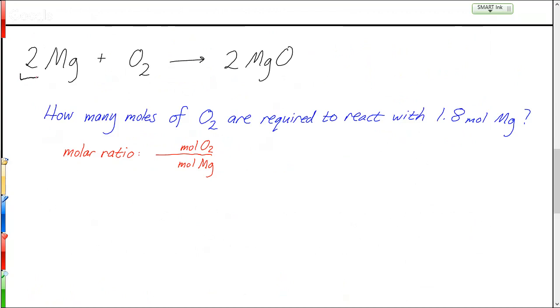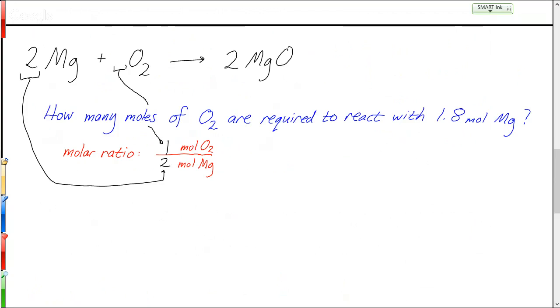So there's a 2 here for magnesium. That goes here. There's no number here for oxygen, but that means 1. So we put a 1 there. So our molar ratio is 1 mole of oxygen to 2 moles of magnesium. And that way we can set up a similar conversion to what we've done before to figure this out.